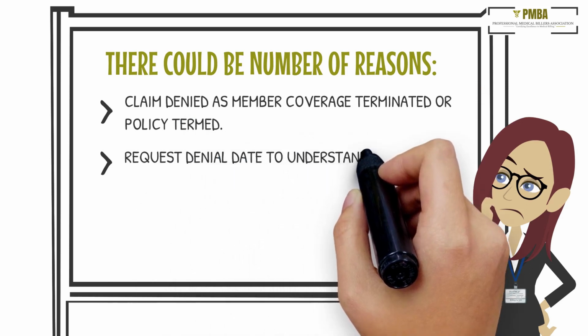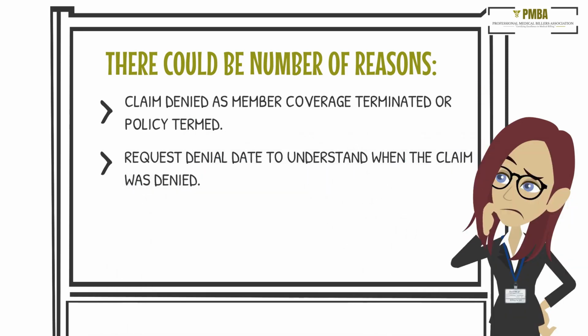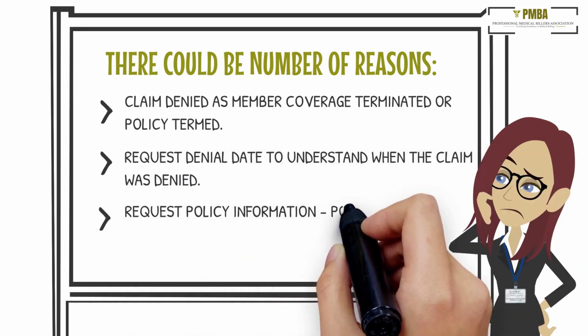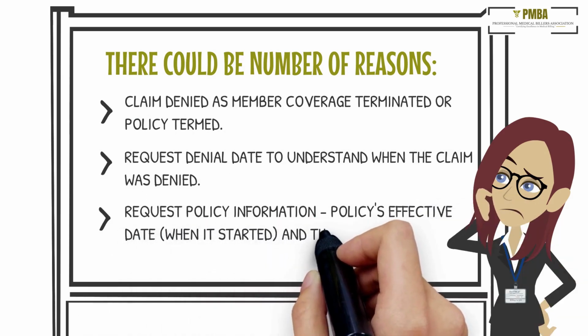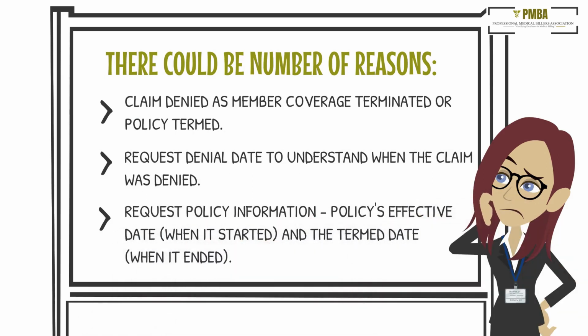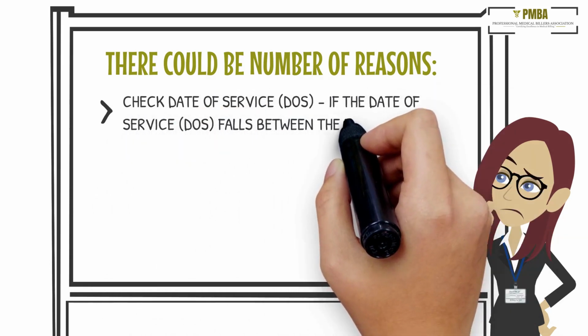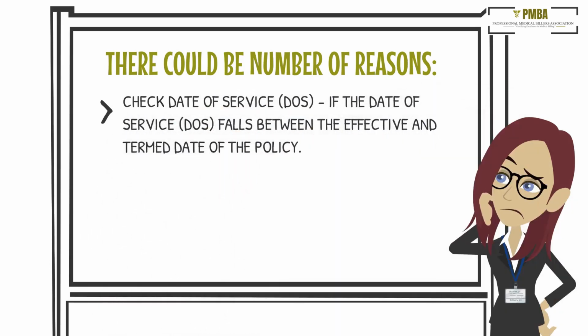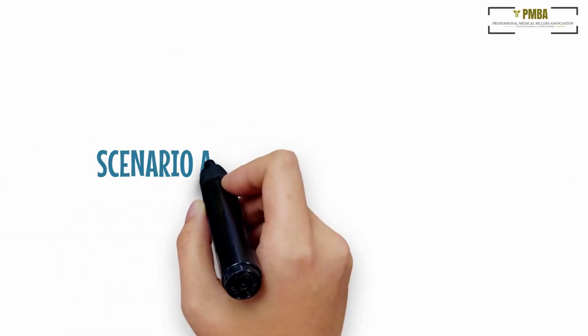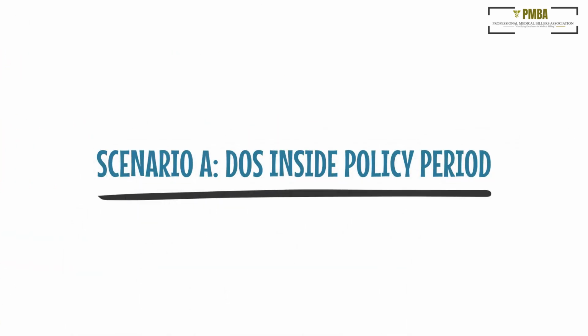Request denial date to understand when the claim was denied. Request policy information, policy's effective date, when it started, and the term date, when it ended. Check date of service, DOS, if the date of service, DOS, falls between the effective and term date of the policy. Scenario A, DOS inside policy period.